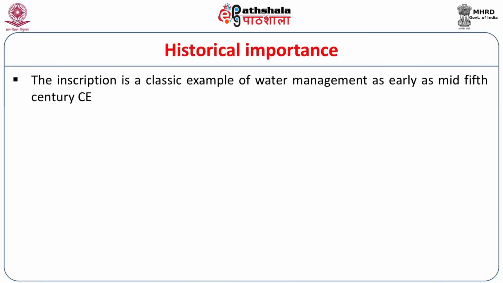Therefore, it appears that the dhanu measurement, the bow measurement, was borrowed from the Indian subcontinent to Southeast Asia, and so here Purnavarman was using that measurement for describing the length of the canal. This inscription is also very important to us. Why? Because it's a classic example of water management as early as the 5th century CE. A similar example of water management could be given from the inscriptions that we find in India.